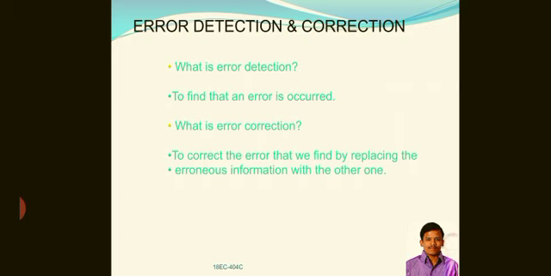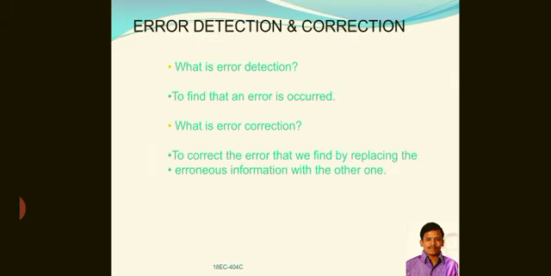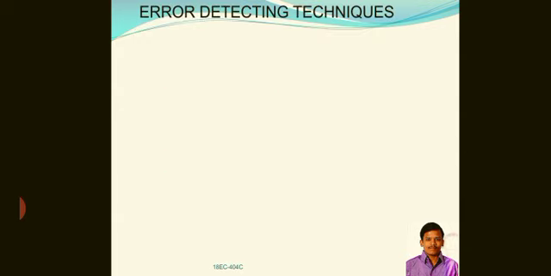Once again, by using error detection methods we find out whether an error has occurred or not, whereas by using error correction methods, after finding the error in the data, it will be rectified or corrected with the correct data. We will see an example in the next slides. So this is about the detection and correction definitions. Now we will see the different types of error detection methods.